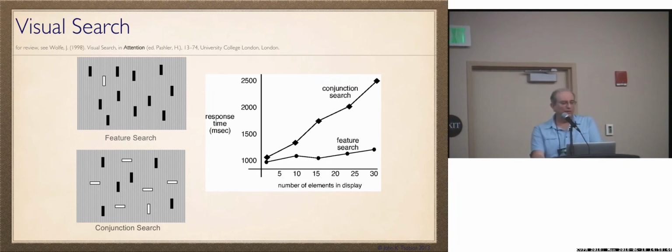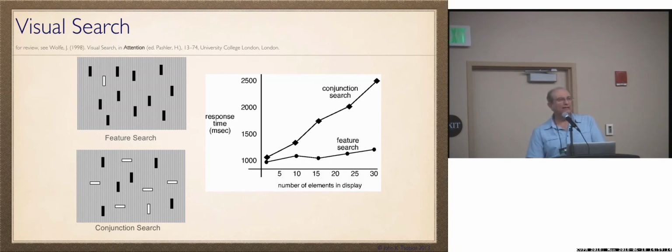The one below, the target is distinguished from the distractors by two features, color and orientation. And what classic experiments, such as those that Ann Treisman and many others have done, show is that if we plot the response time versus the number of elements in the display, for the feature search, you get a low to zero slope kind of a line. And for the conjunction search, you get a much higher slope.